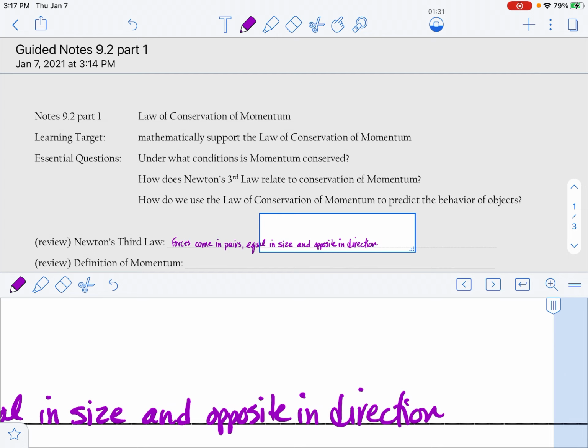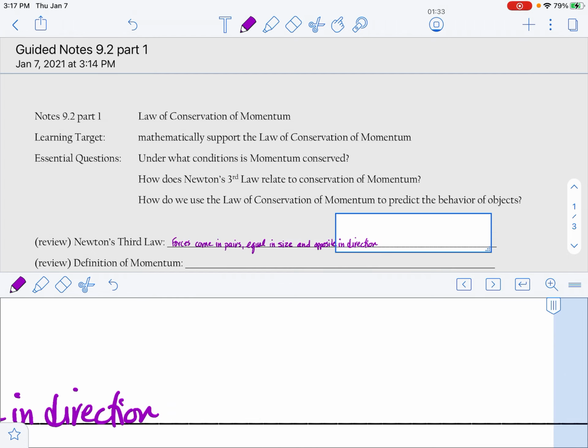So remember, we talked about things like if you have a table and you have a book sitting on a table, there's a downward force because of gravity, but there's an upward force because of the table. We call that the normal force. So remember, equal and opposite forces.